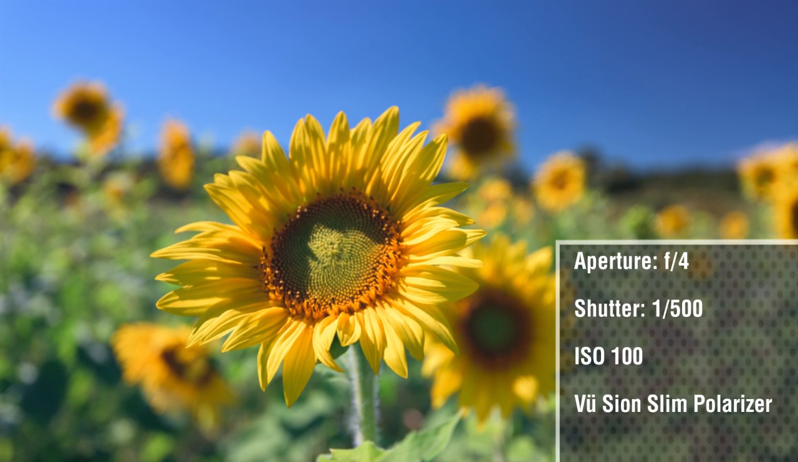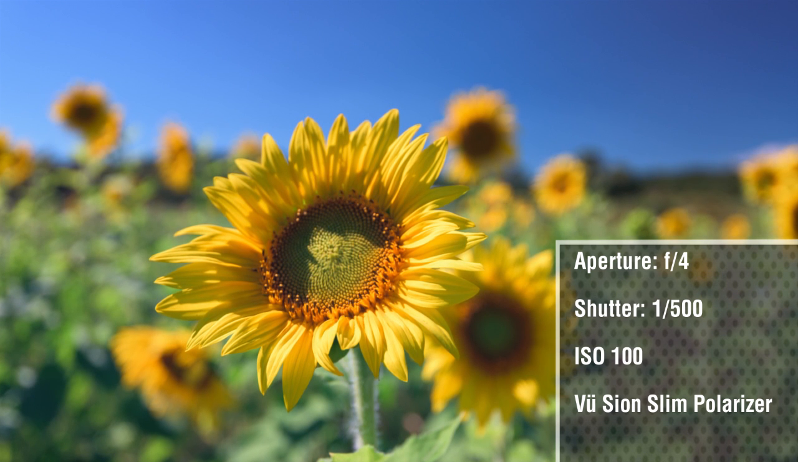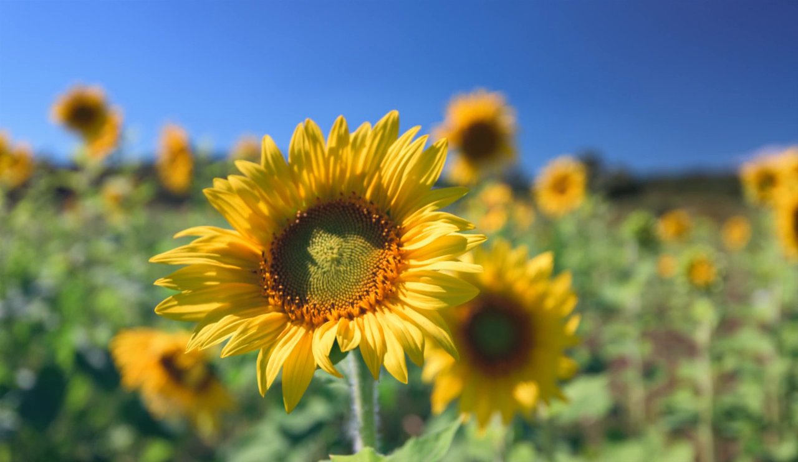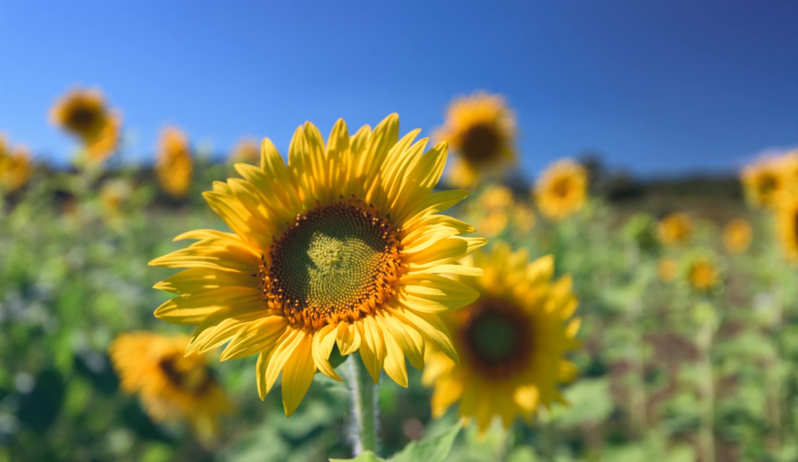This is a partially polarized image. I rotated the filter about halfway through to get this image. You can see the sky's a little bit deeper blue. The flowers have a little bit better color on them. It's a little bit more interesting this way.